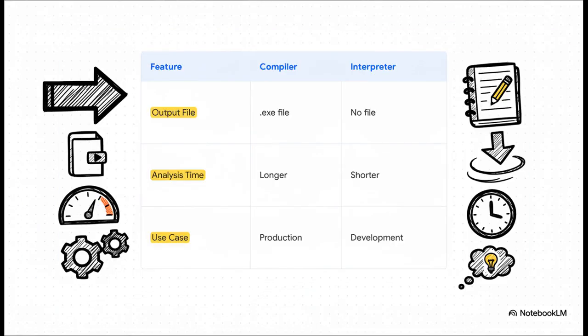So let's just recap with the tale of the tape. What this all boils down to is that they're just optimized for different things. The compiler takes its time up front to create a standalone, super fast file that's perfect for a finished product, for your production environment. The interpreter, on the other hand, is quick to get going, flexible, and is an absolute dream for programming and development when you need to iterate and test things quickly.